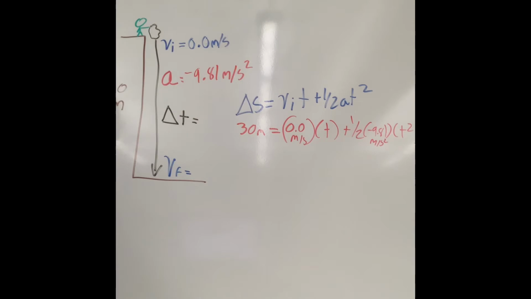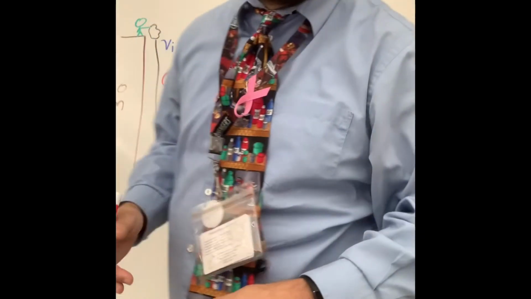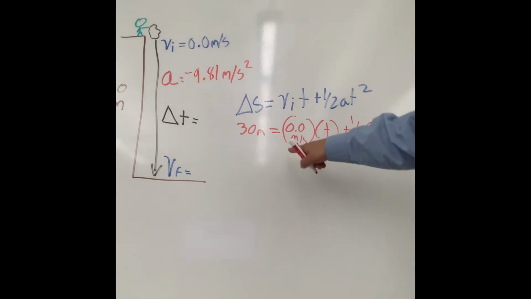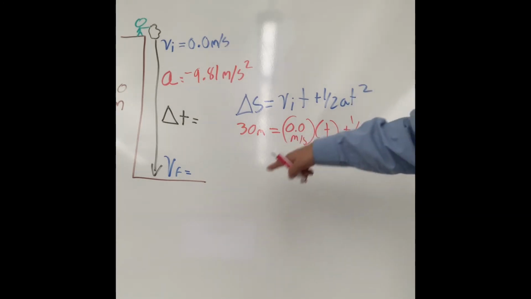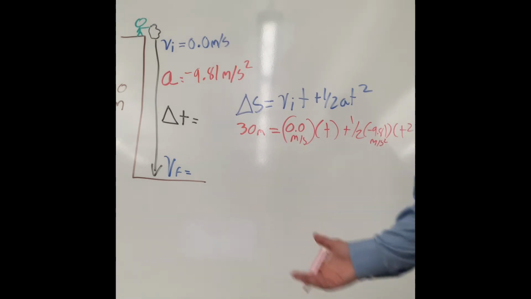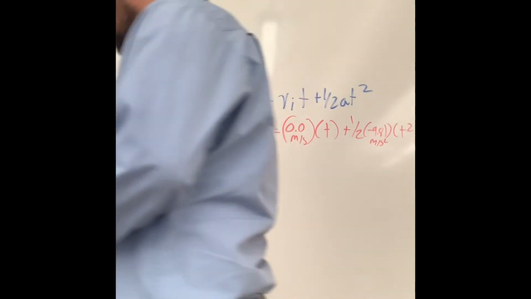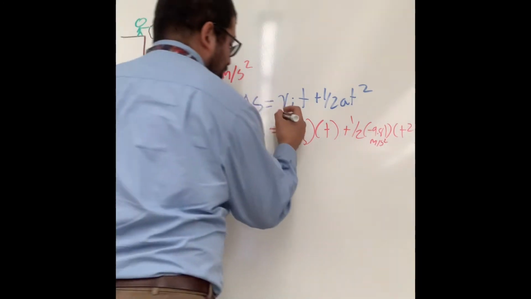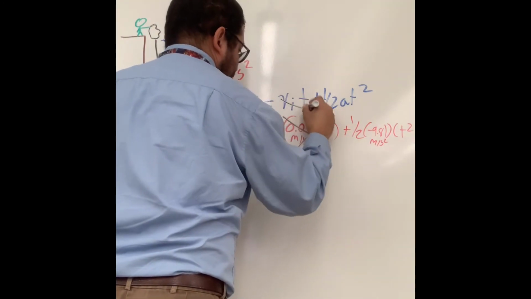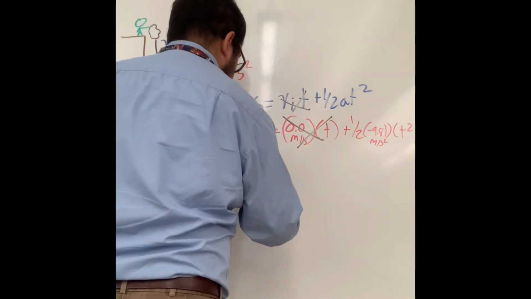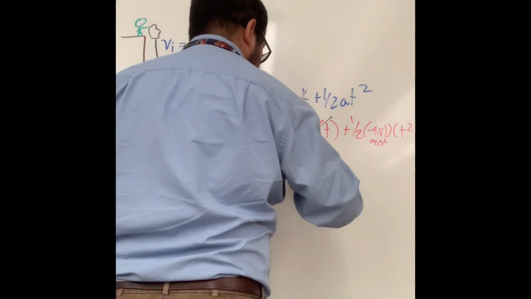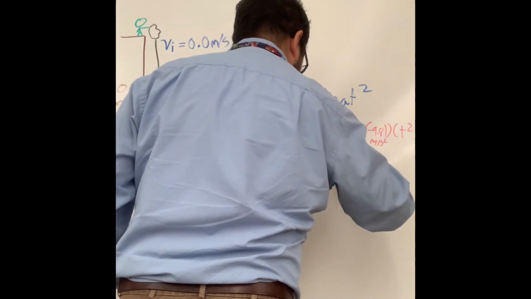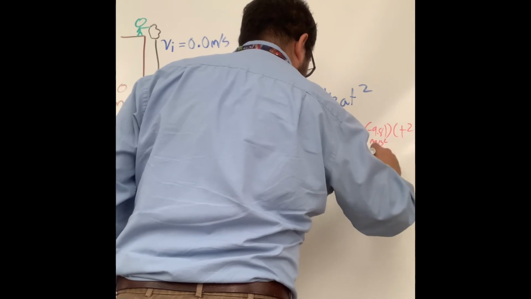You're going, t's in two places. Oh no, I can't figure this out, there's too much to do. Okay, but it's not that hard. Why? Because this is 0 times t, and 0 times anything is going to give you what? It's going to give you 0. So effectively, we can just drop this part of the formula, and so we end up with 30 meters equals 1/2 negative 9.81 meters per second squared times t squared.